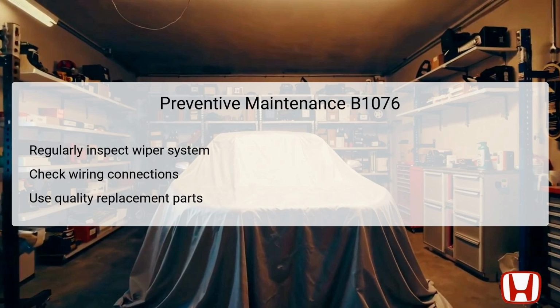Regularly inspecting both the wiper blades and motor to ensure that they are in good condition allows for immediate detection of potential issues. Checking wiring connections frequently for signs of wear and corrosion can help prevent future failures. Employing high-quality replacement parts is essential, as substandard components can lead to further problems down the road, potentially triggering DTCs like B1076 again. Routine inspections, along with addressing minor issues before they escalate, play a pivotal role in maintaining optimal visibility and safety on the road.